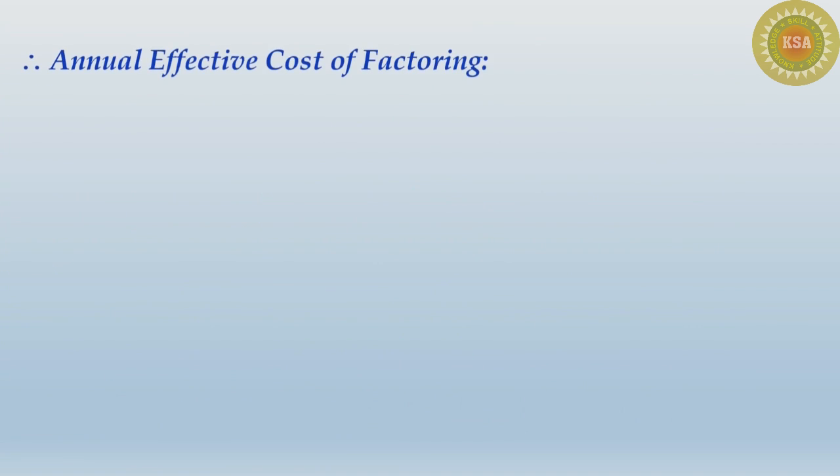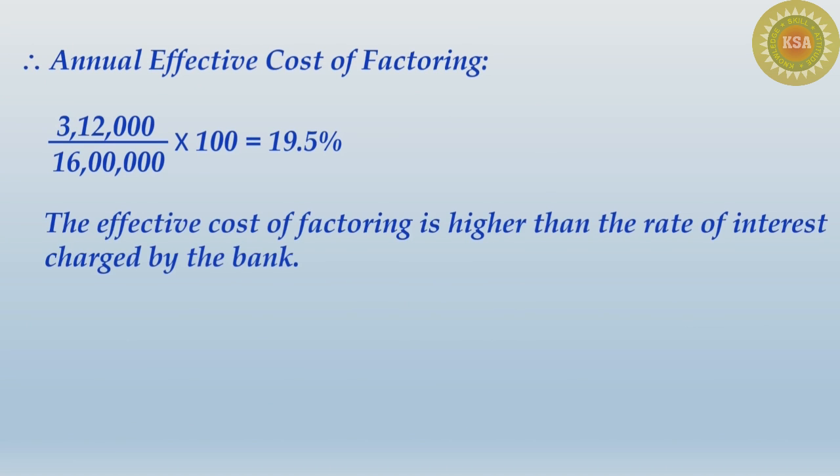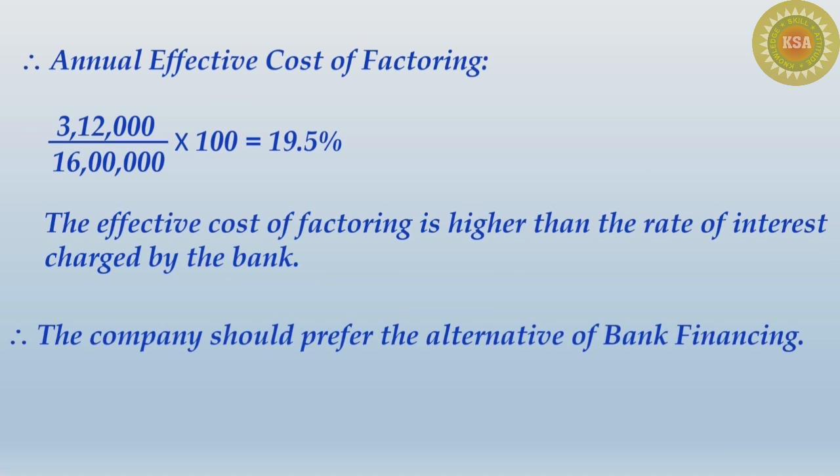Let us complete the last part of the solution, where we compute the annual effective cost of factoring. That comes to 3,12,000 divided by 16 lakhs into 100, that is 19.5%. The effective cost of factoring is higher than the rate of interest charged by bank. Therefore, the company should prefer the alternative of bank financing. So we are comparing 19.5% with the bank's interest rate of 15%. This is the reason we have learned how to compute this kind of annual effective cost of factoring in percentage.